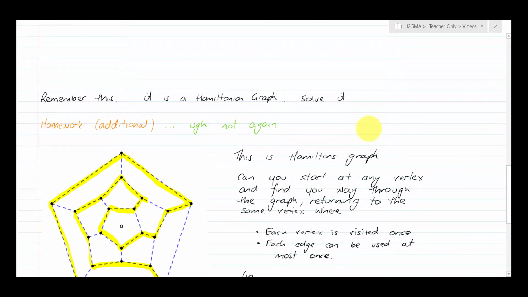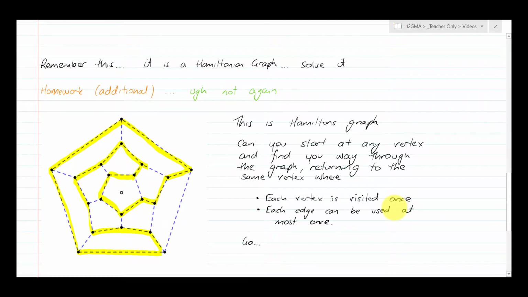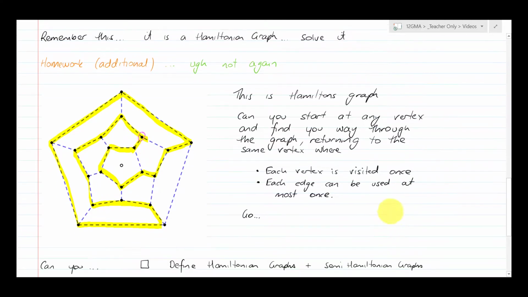So here's the solution to the one that I suggested you do as homework last lesson. It doesn't really matter which vertex I start on. If I start on this vertex, I do that, travel around this way, and I get back to it. This is a really famous problem that comes up, and it's definitely a Hamiltonian graph.